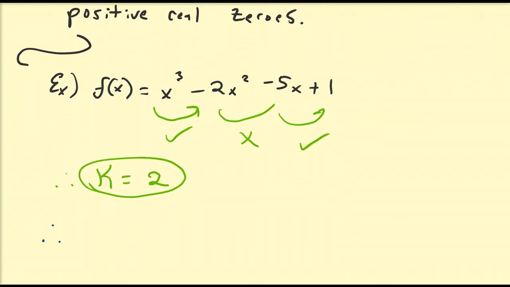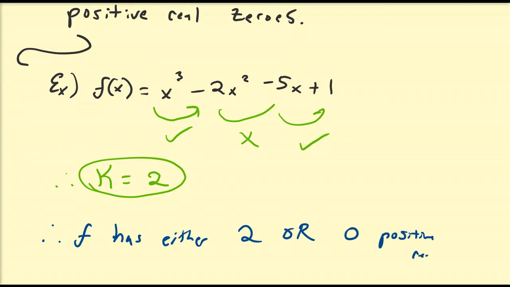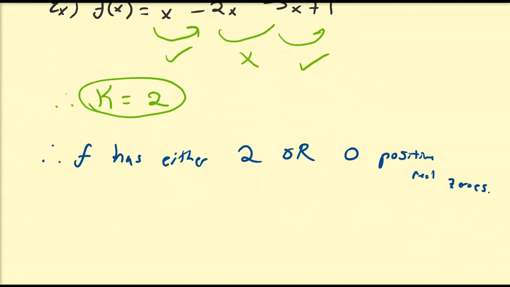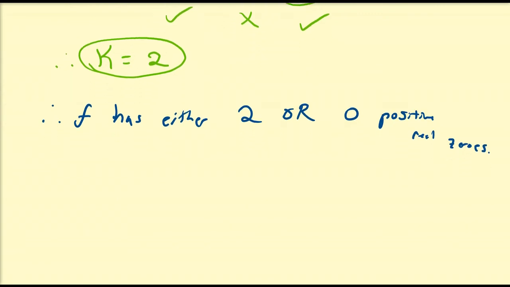So by Descartes' rule of signs, we have that f has either 2 or all multiples of 2 less than this number k. So the only multiple of 2 less than 2 is going to be 0. Positive real zeros. So it's either got 2 or 0.